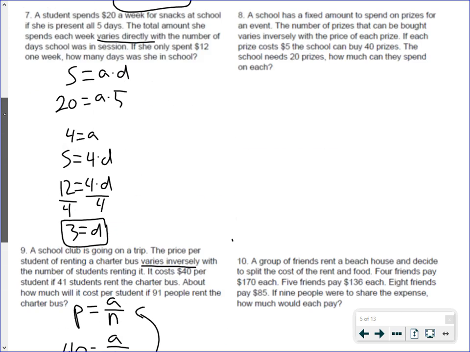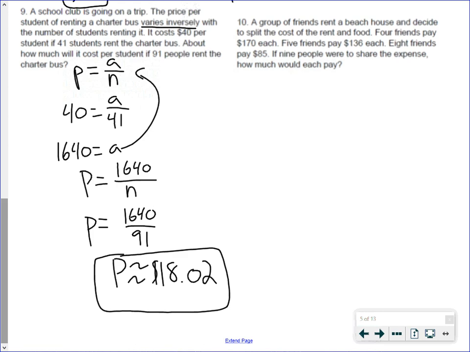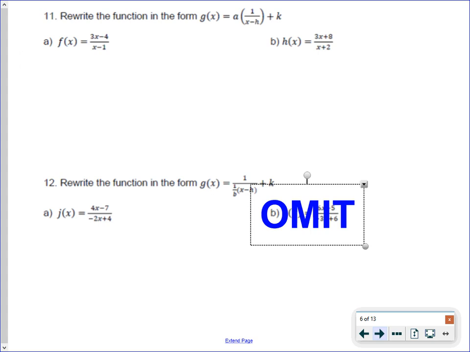Okay, and for 6, 8, and 10, I'll leave that for you to do on your own. You can double check your work with the answer key we have online. Okay, now for number 11 and 12A, we're crossing out 12B. Don't worry about it. So let's go on and do 11A and 11B.